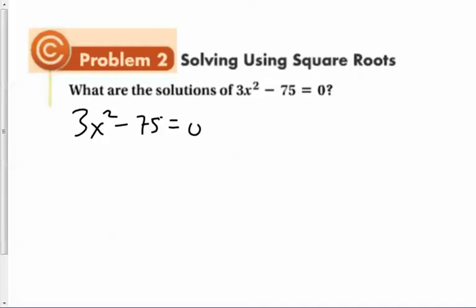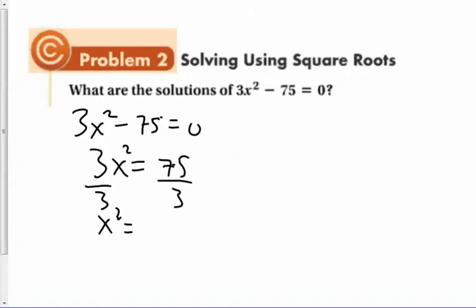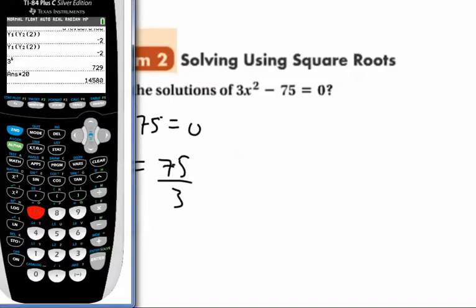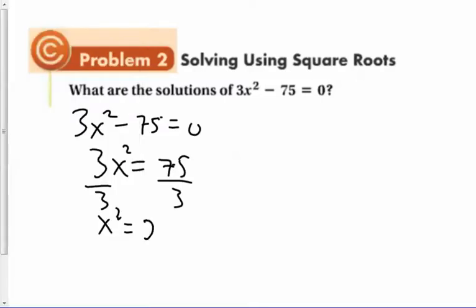Coming back to problem number 2 here, since there is no b term, I'm going to add 75 to both sides. Okay, and then I'm going to divide both sides by 3. So x squared equals, and then what do I see here? 75 divided by 3 is 25. So x squared is 25, and then I take the square root of both sides. So I get x is plus and minus 5.